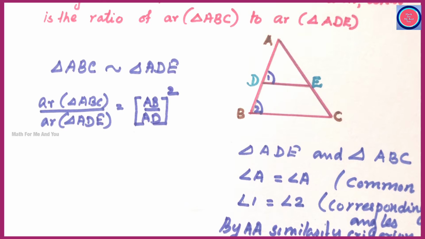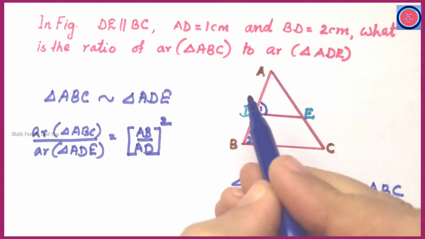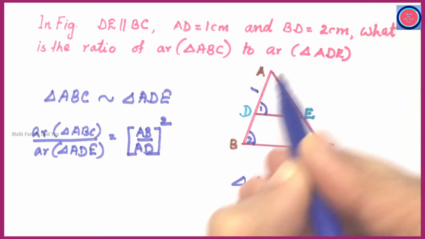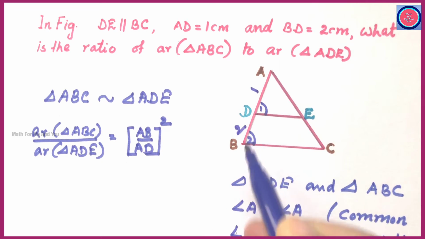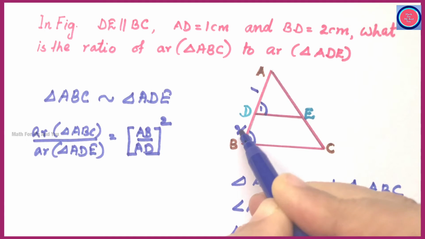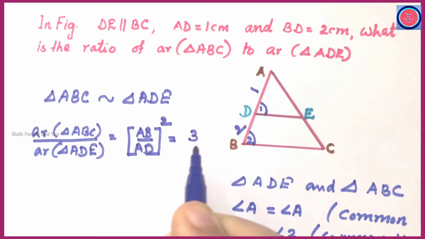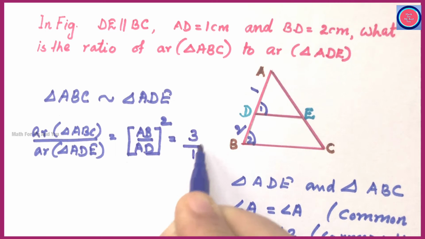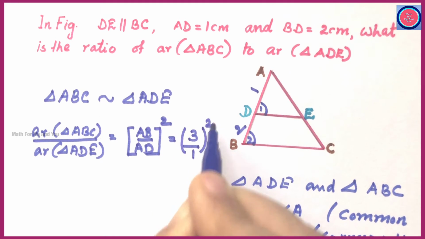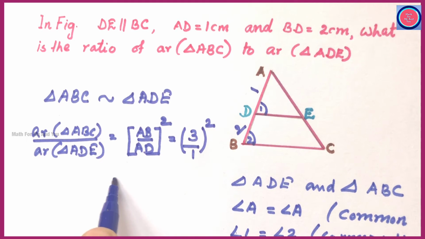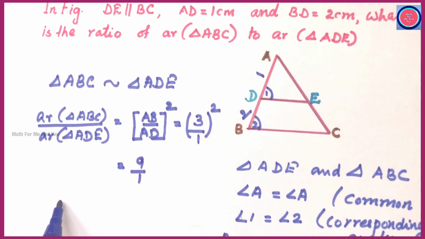What about AB and AD? How many centimeters? It's given in the question: AD equals 1 centimeter and BD equals 2 centimeters. Can you find AB? Yes. How much? 2 plus 1, 3. So in place of AB, we could write 3 over AD, which is 1, then whole square. Because the ratio of their areas means the square of their corresponding sides ratio. Then we get 3 square is 9 and 1 square is 1. 9 over 1. So how can we write the ratio? Ratio is 9:1. Hope it is clear for you.